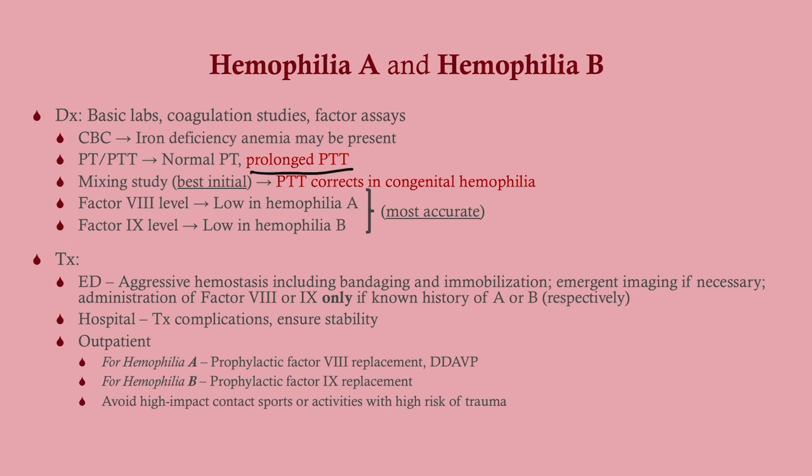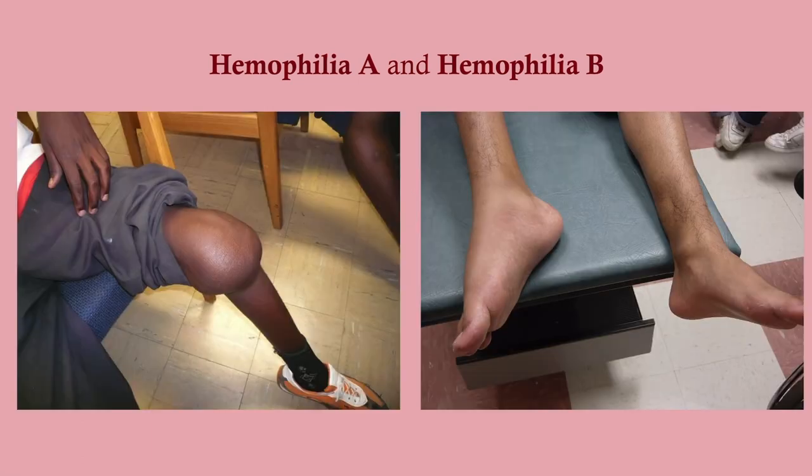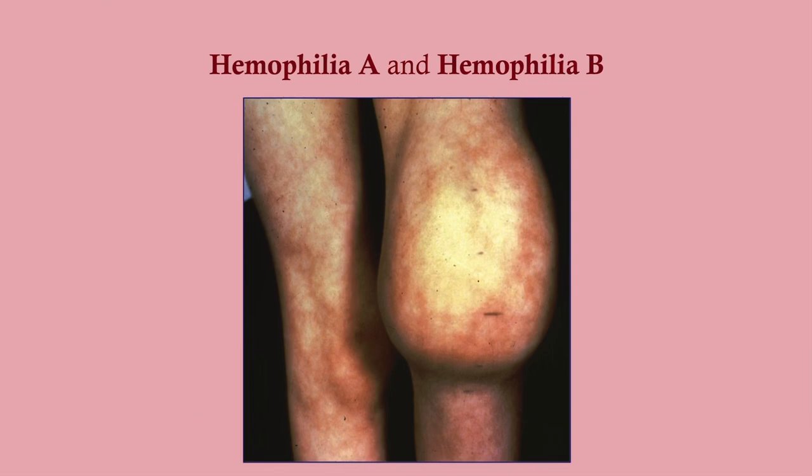It's pretty simple. We also want them to avoid high-impact contact sports, so no football, no hockey, and when I say football, I mean American football. Soccer might be okay. I would avoid contact sports, though, in general. Anything with a high risk of trauma. This is a hemarthrosis. Pretty obvious. You've got this pretty massive swelling, but if you feel it, it might be a little warm, but you're not going to see the erythema that you would see in, for instance, a septic arthritis.